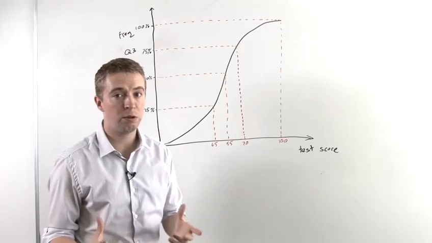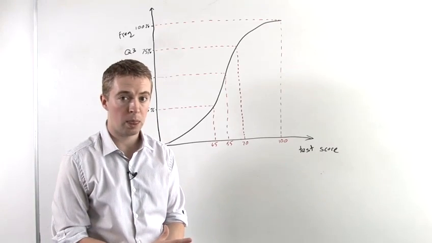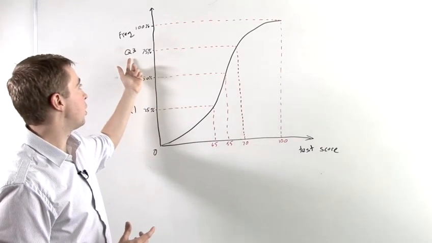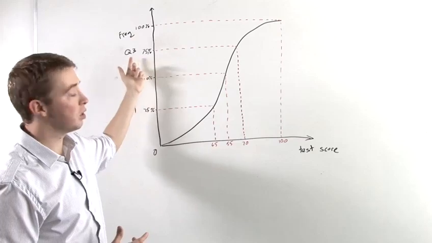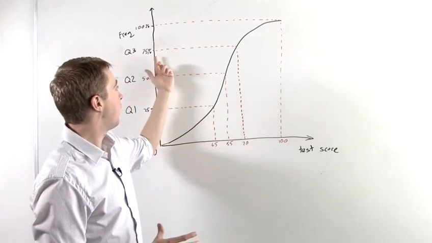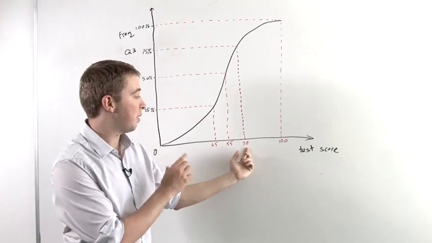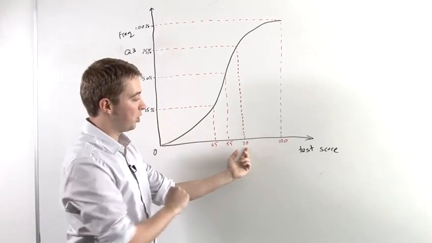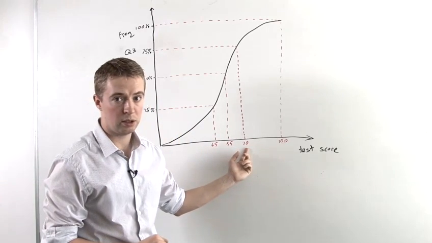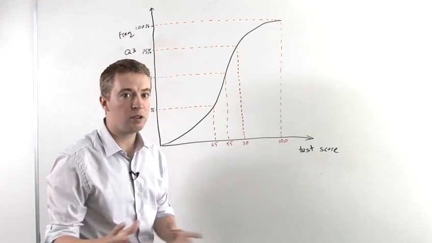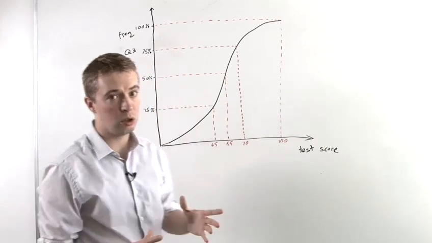Q2 is also often referred to as the median. And we have Q3, which is 75%, so this is the third quartile. If we look on the graph, we can see that 75% of the people scored 70 or lower on their test.